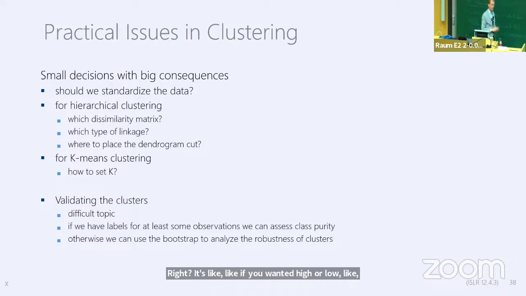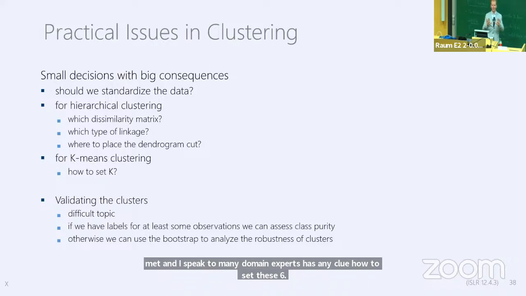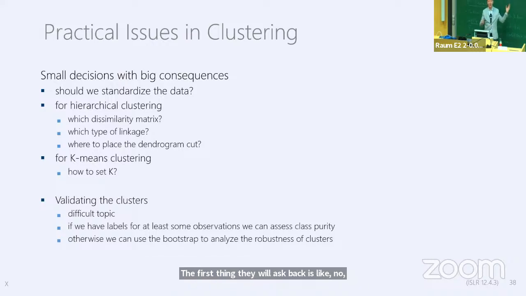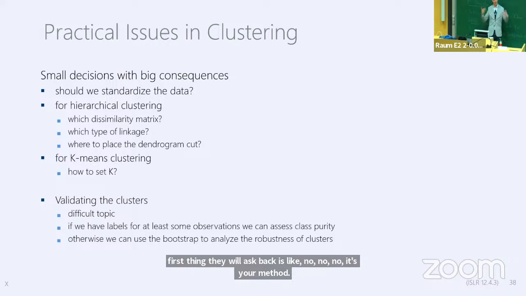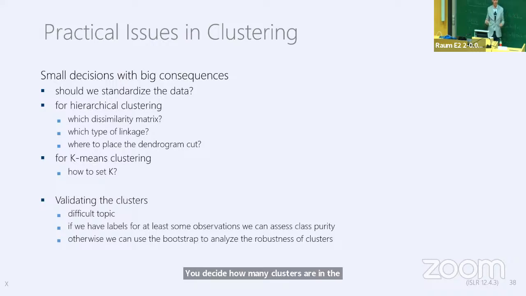But the problem there is that essentially no expert I've ever met, and I speak to many domain experts, has any clue how to set these things. The first thing they will ask back is, no, it's your method, you decide. How should I know how many clusters are in the data? That's why I ask you, you're the expert here. So there's a bit of a discrepancy between the machine learners who don't want to answer this question, and those are exactly the questions that the domain experts want us to answer.